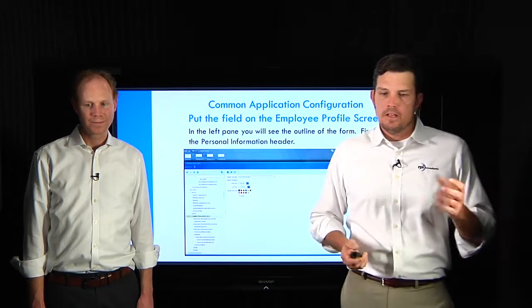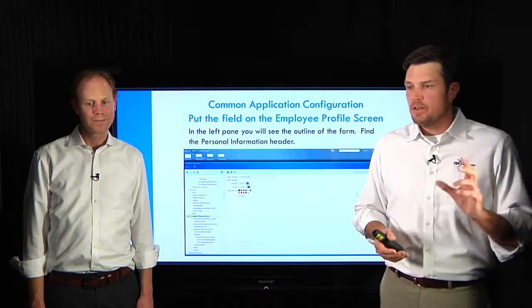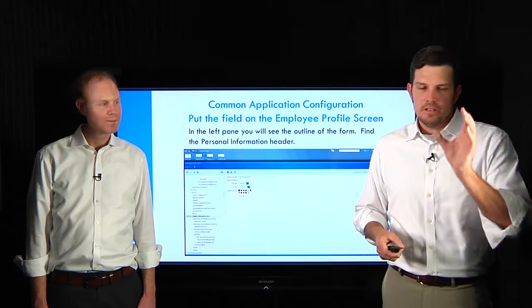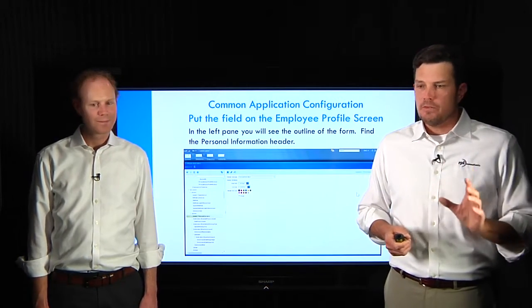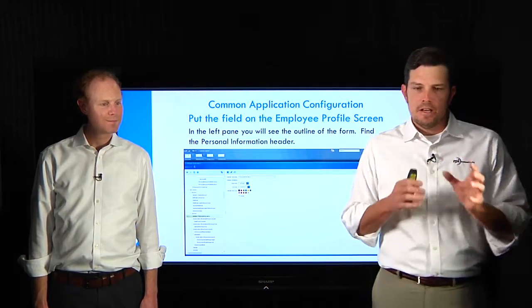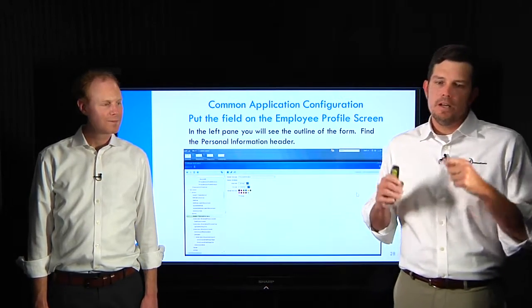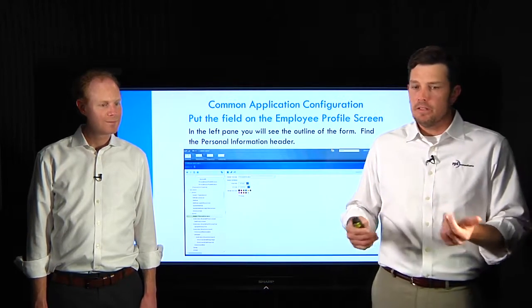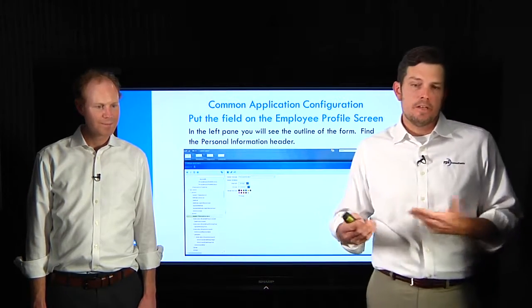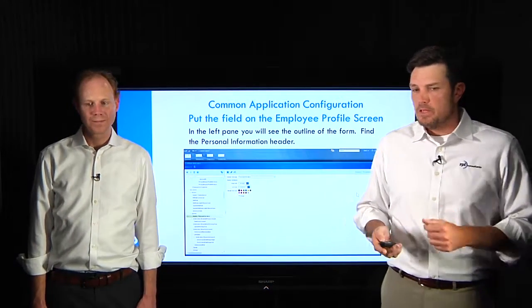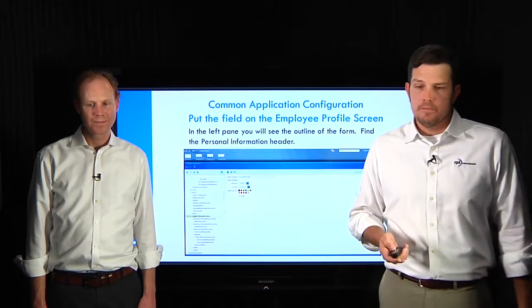And in the left side of the screen, what you're going to see is a layout of the actual form. It's kind of weird to move around because it's not real self-explanatory. But because we looked at the name of the section that we want, basically what we can do is actually do a search for that section. And so we want to search for personal information. We'll find the personal information header.